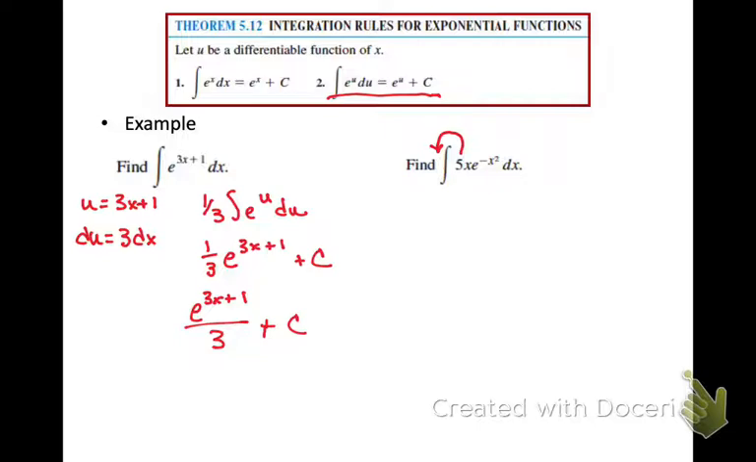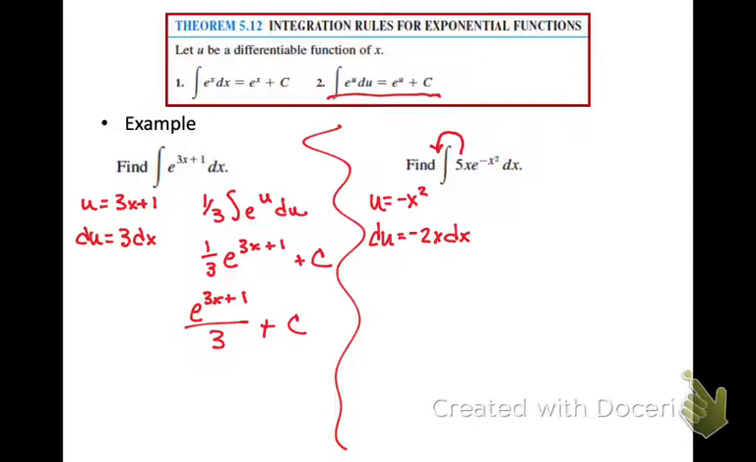Yes. So u is what? Negative x squared. So u equals negative x squared, and du is negative 2x dx. So what do I need to add in there? Because I have the negative, that's good, right? No, I need to add a 2. Not a 2, a 1/2?